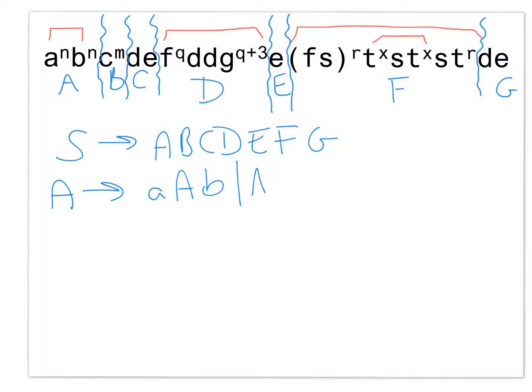Part B is C to the M, so that's pretty straightforward. So we're just going to say B goes to, well, as many C's as we want, right? So CB or a lambda. Part C is even better, right? C is just two symbols, two terminals. So C just goes to little d, little e.